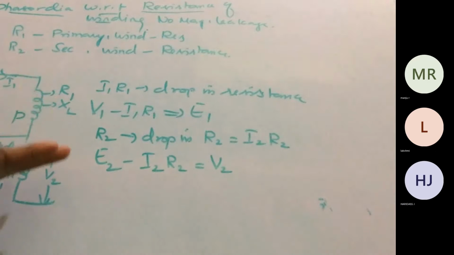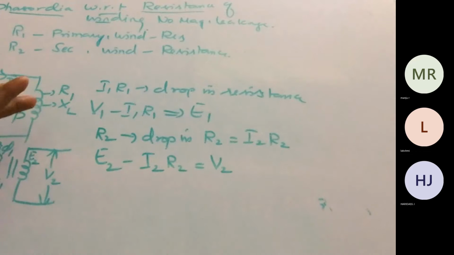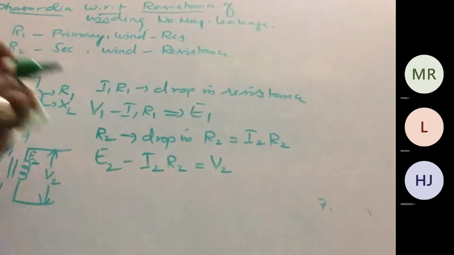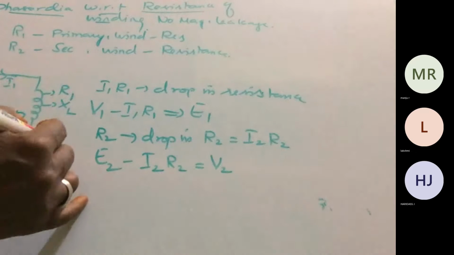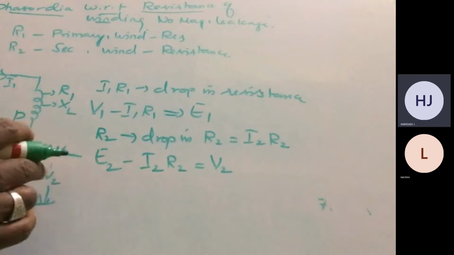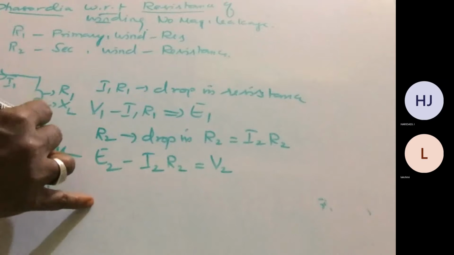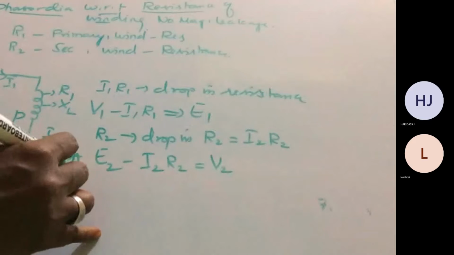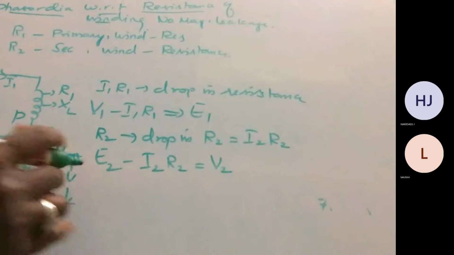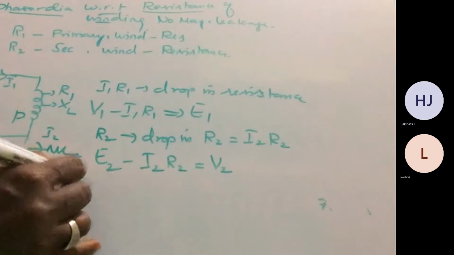So again, the terminal voltage across the secondary winding is nothing but the terminal voltage. So E2 minus I2 R2. So you can take it in terms of resistor here, then only you can understand. So I2 R2, then across this terminal we can identify the terminal voltage V2.